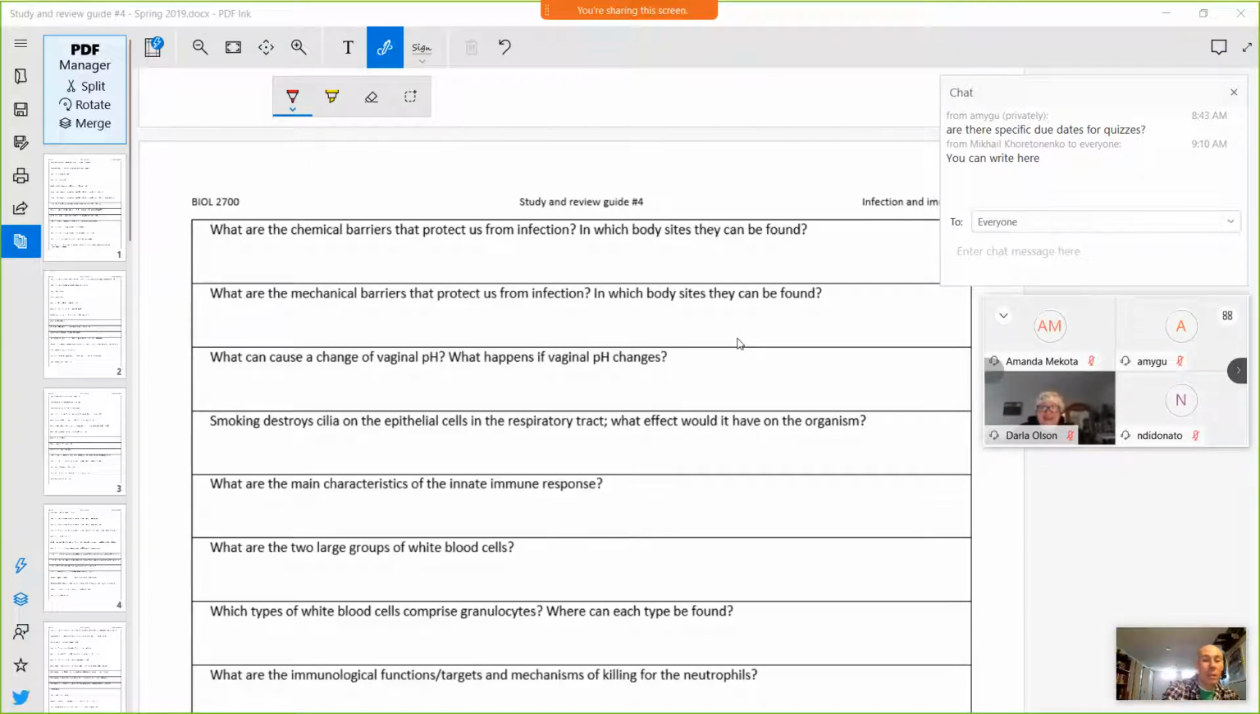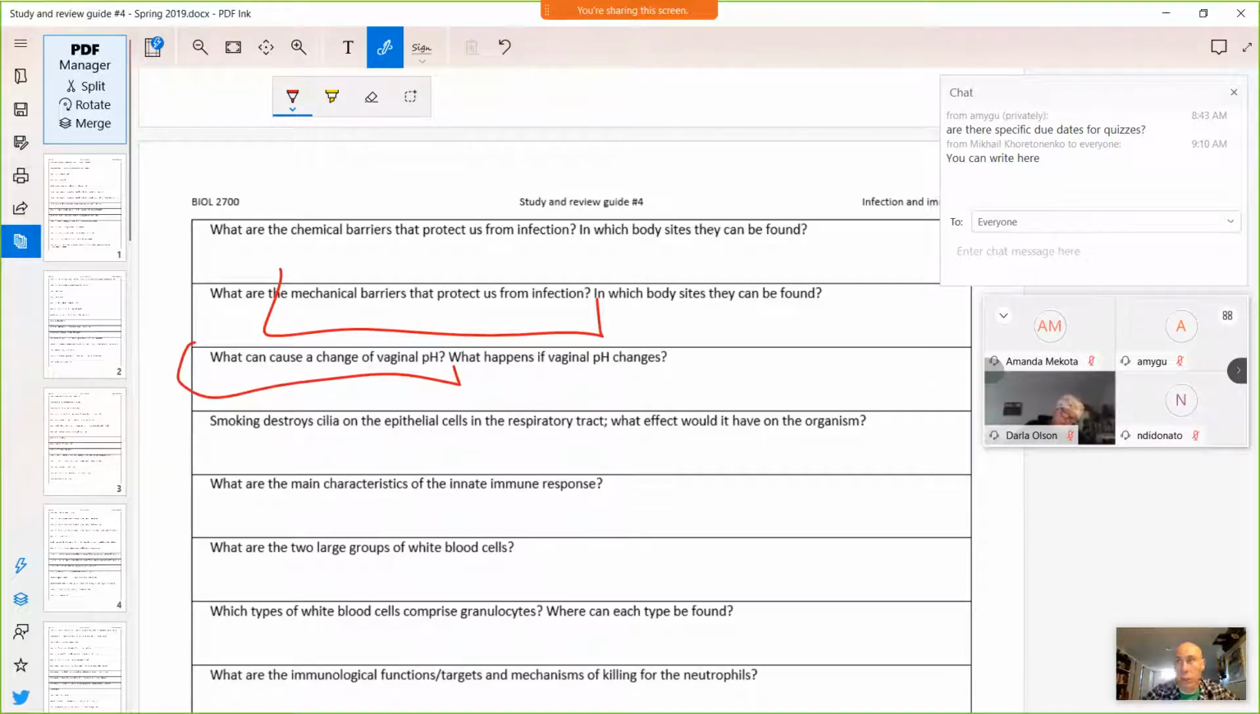Mechanical barriers, well, dry skin and mucus. Mucus is one of the most important, okay? So, vaginal pH. What can change the pH of the vagina? Actually, antibiotic treatment may kill lactobacilli, which leads to elevated pH, which makes vaginal mucosa more prone to infections.